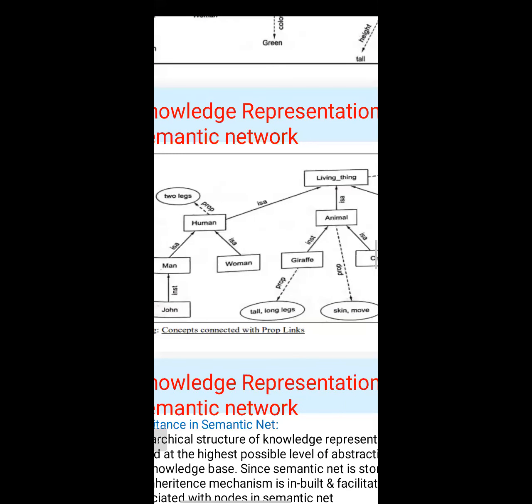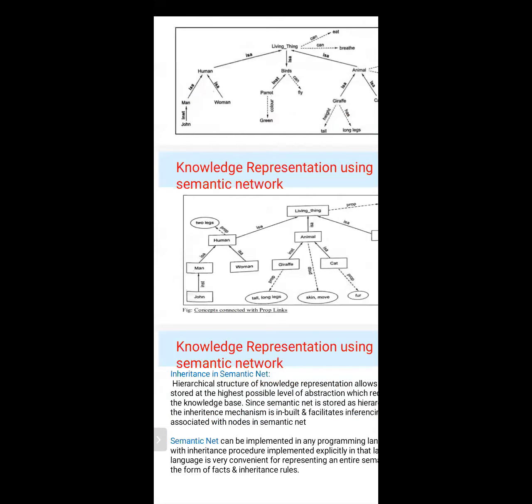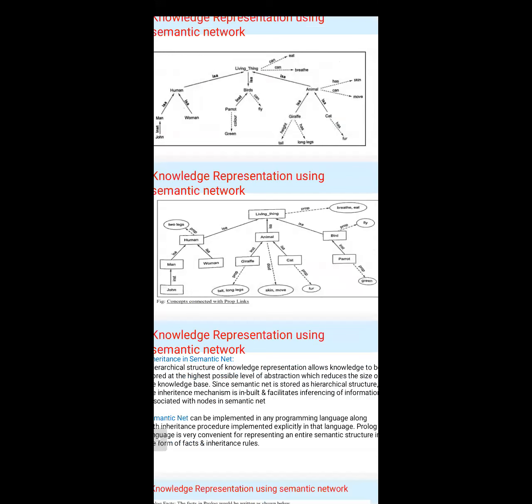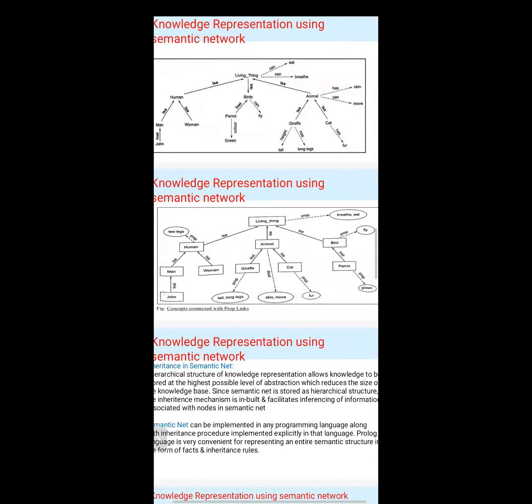So living thing in a box. Next, the properties with the dotted line. PROP means property. Next, they can eat and breathe, in oval shape. Bird is a living thing here. Animal is a living thing. Human is a living thing. Human property is have two legs, and the categories of human are man and woman.